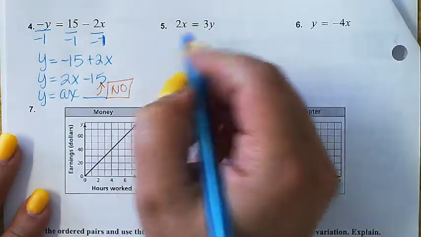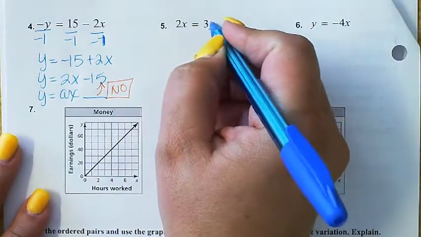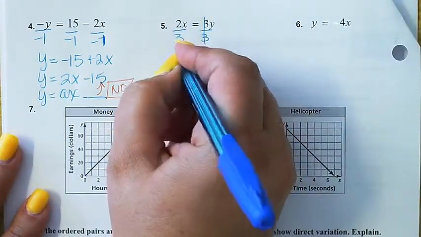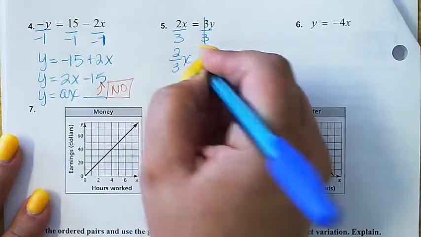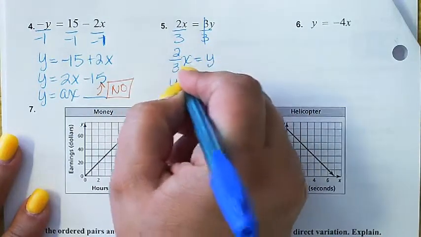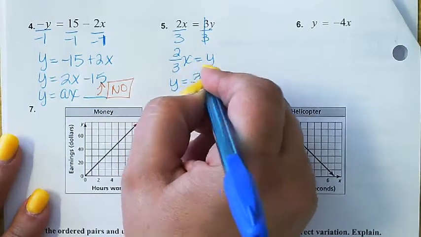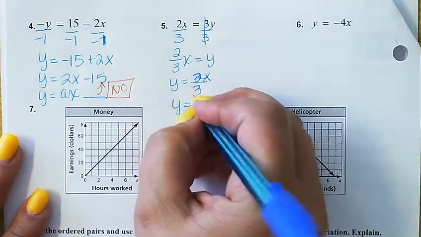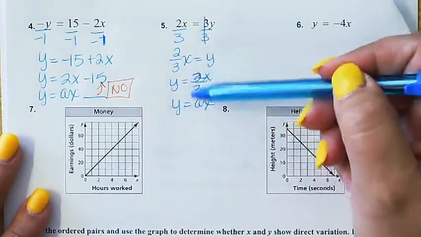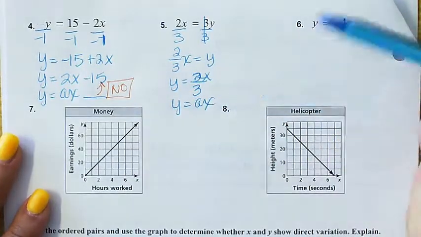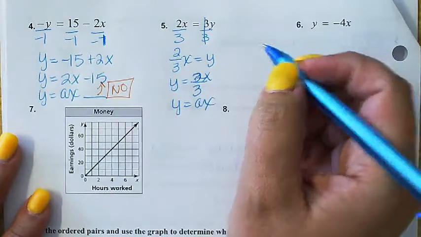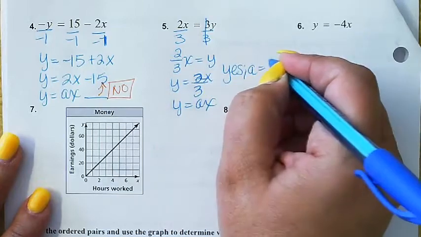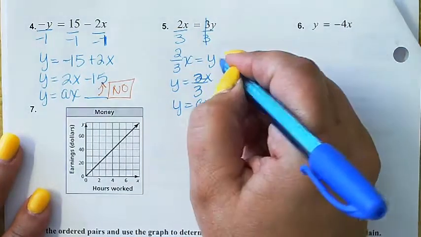Okay, let's try number 5. Number 5, I want to get y alone to make my decision. Here's y on the right side, so I've got to get rid of this 3. I'll do the opposite, which is to divide by 3. And then that leaves me with 2/3 x equals y. And if we reorganize that, it would look like this. But does that have that y equals ax form? Y equals a number times x and nothing else? Yes, it does, right? So the answer for this one is yes, that would be a direct variation, and the a value would be that 2/3 coefficient that we had in front of the x.